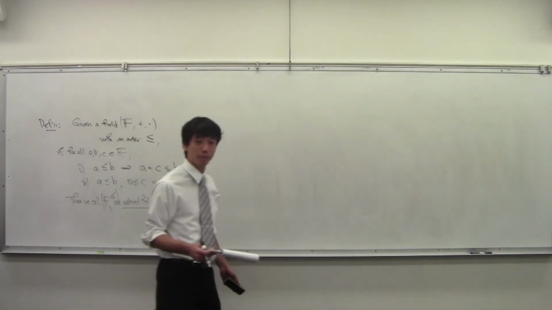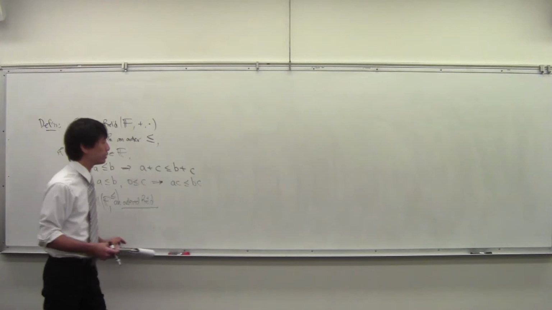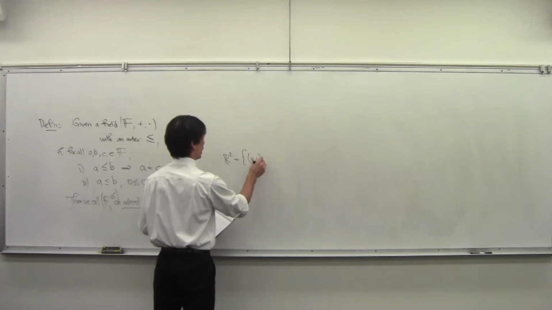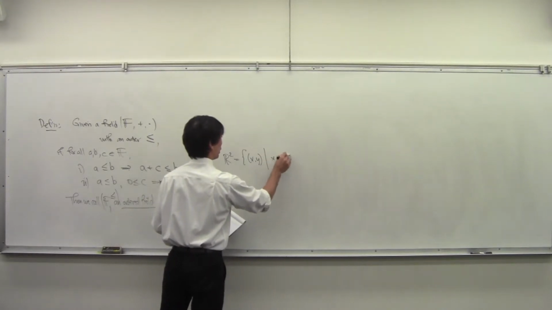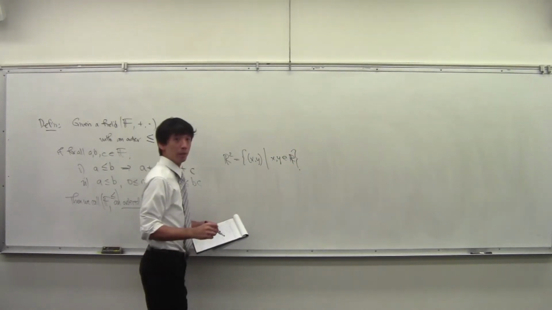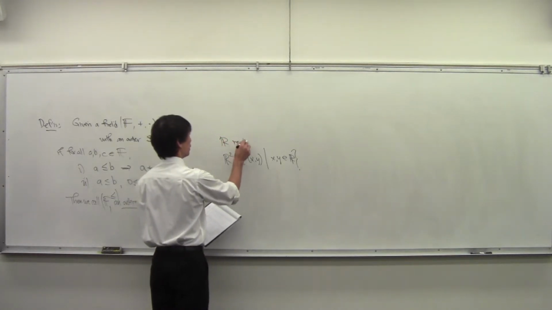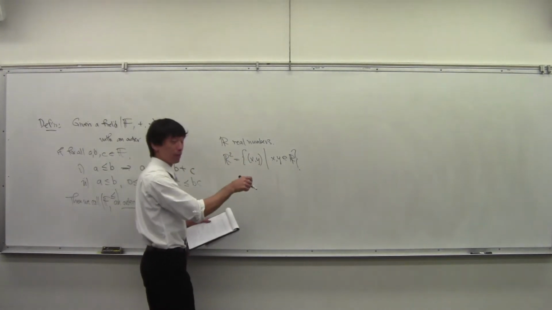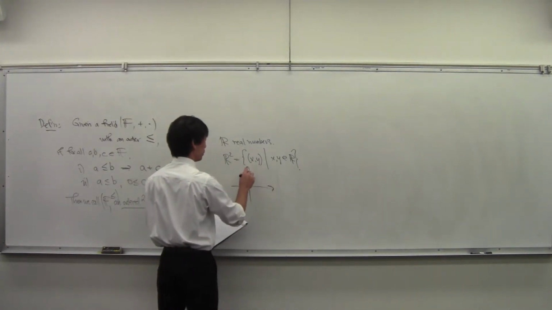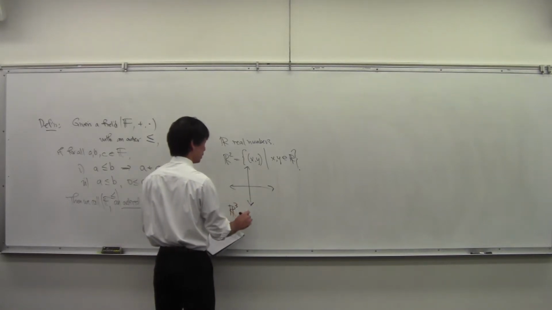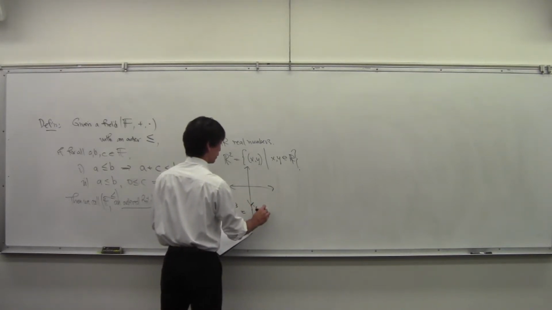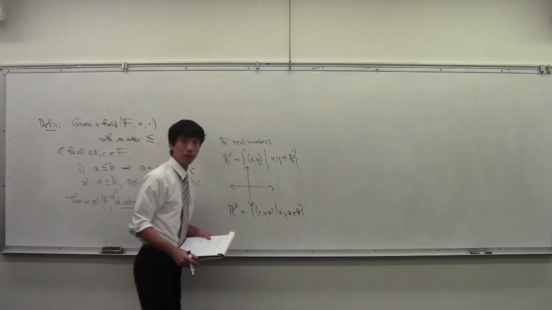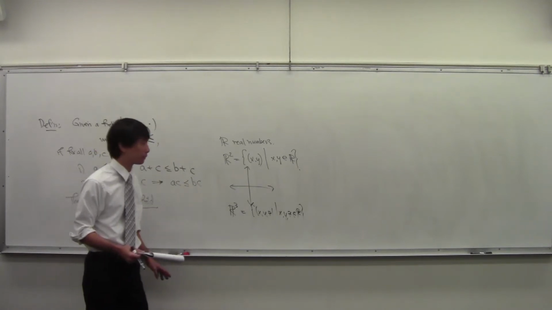What's the difference between R squared and R? R squared is the plane, right? So R squared is everything that looks like x, y, where x and y are in R. R is the real numbers. R squared is pairs x, y, so in other words, the plane. R cubed is x, y, z, where x, y, and z are in R. Just space, etc.